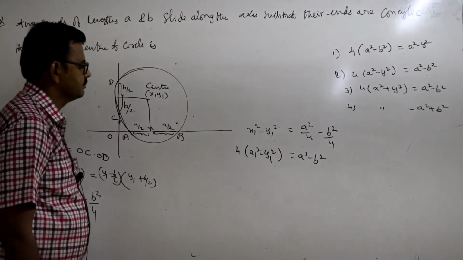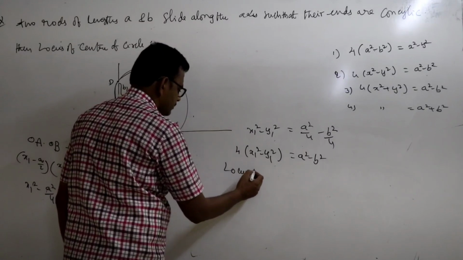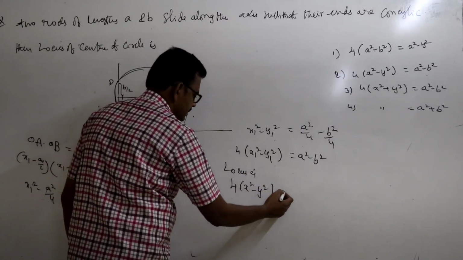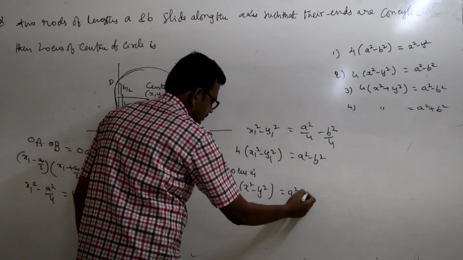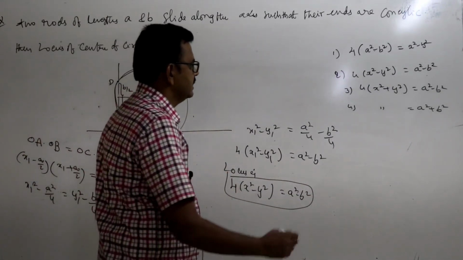Therefore, the locus is 4 into x square minus y square is equal to A square minus B square. So the second option is correct.